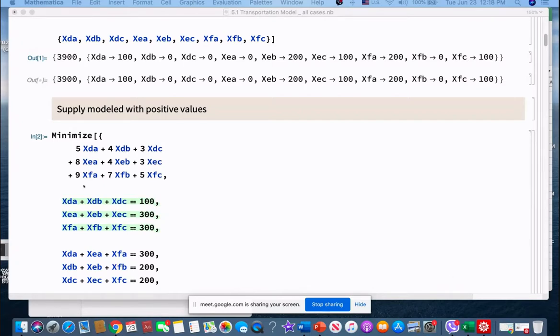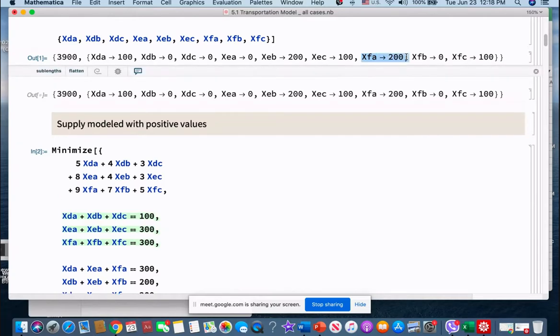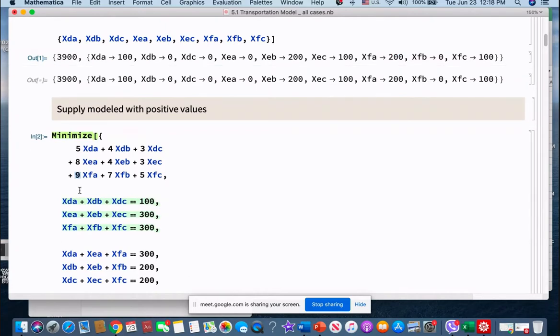Do I have any shipment from Fort Lauderdale to Albuquerque? Yes, from Fort Lauderdale to Albuquerque, I ship 200 units. It doesn't matter if I have it positive or negative with the supply. If this cost goes up, or if this cost goes down, do I have any different solution or not? And what is the difference in the solution?